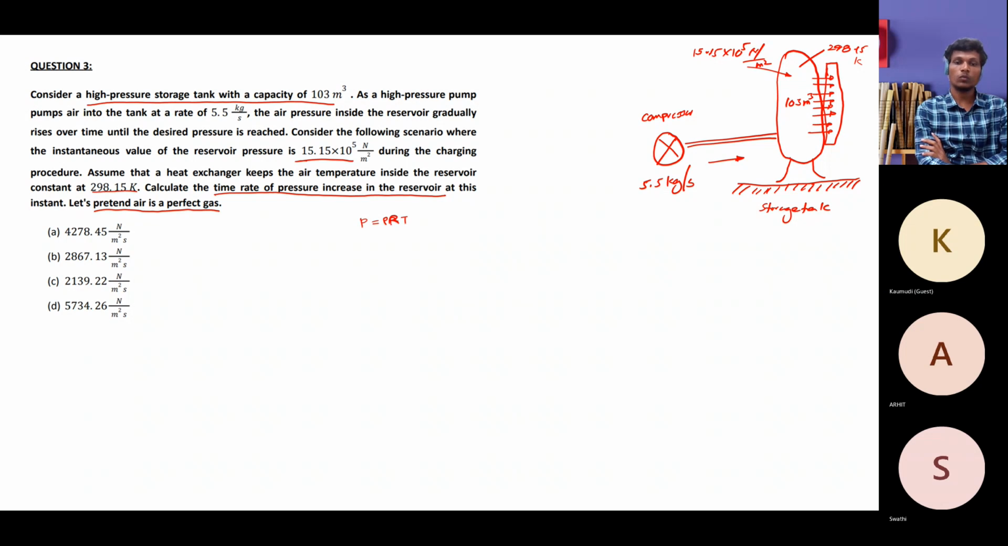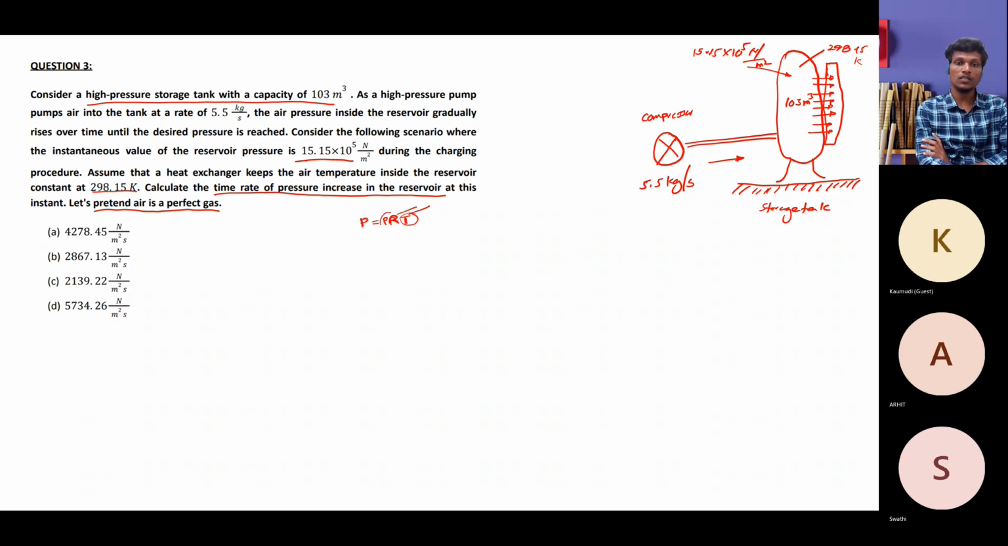One more simplification is that we need not differentiate the temperature here, because the temperature inside is constant. If you see, P equals rho R T, and here the temperature is constant and R is constant, because the temperature is maintained by the heat exchanger and R is a gas property that is not varying.